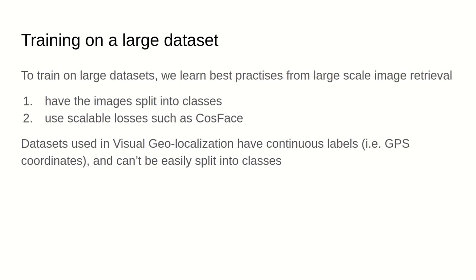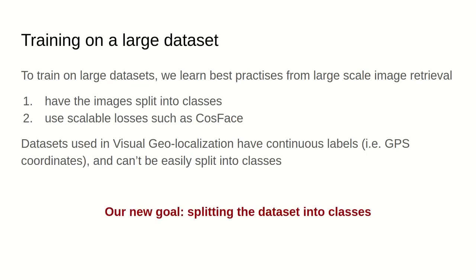So to train on such a large dataset, we learn best practices from large-scale image retrieval. What is commonly done with datasets like Google Landmark is to have the images split into classes and then use scalable losses such as CosFace or ArcFace to train the network. Unfortunately, datasets used in visual geolocalization have continuous labels, which are GPS coordinates, and cannot be easily split into classes. So our new goal is to learn to split the dataset into classes.